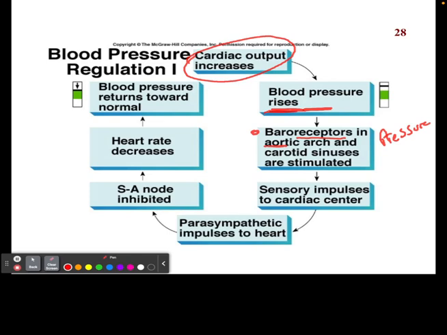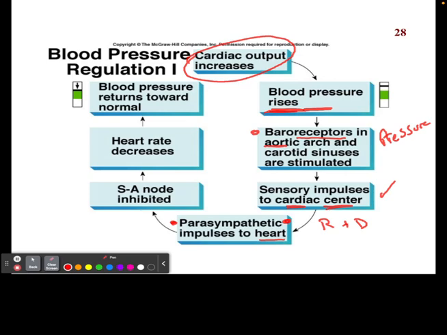These sensory impulses are going to go to the cardiac center and therefore tell the heart, or therefore activate the parasympathetic pathway, right? Why parasympathetic? Because parasympathetic is rest and digest. It wants to slow things back down, right? So our body recognized the high pressure and then sent a parasympathetic response to the heart and told it, hey, let's slow down. How does it actually slow down? Because you can't just say slow down.